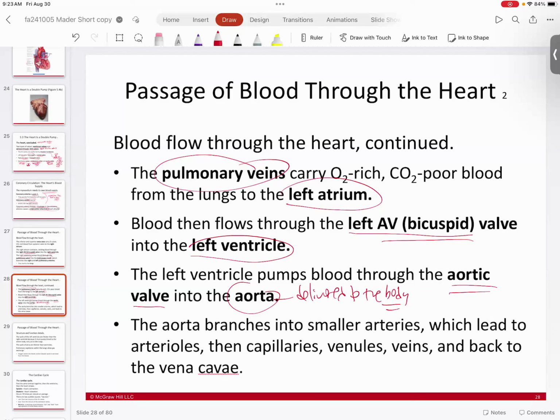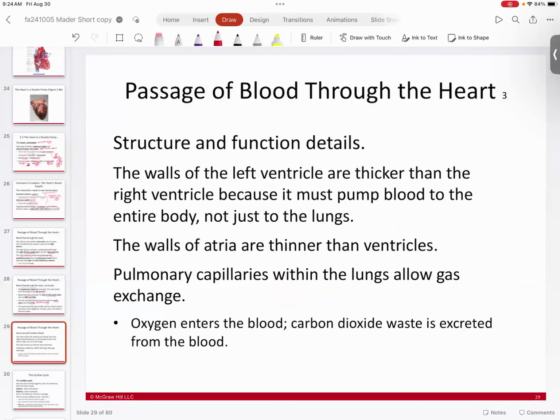And then the aorta will branch into smaller and smaller arteries, which ultimately lead to arterioles and then to capillaries, and then the blood is picked up by venules and veins, and then back to the vena cava. So you can see it's a big circle. From the heart, you go to the arteries, from the arteries to the arterioles, from the arterioles to the capillaries. You do your exchange, nutrients and waste and oxygen, and then you get picked up by the venules and moved into the veins, and then you make your way back to the vena cava, and then you get redistributed back to the heart to get refreshed and redelivered. So it's a constant cycle.